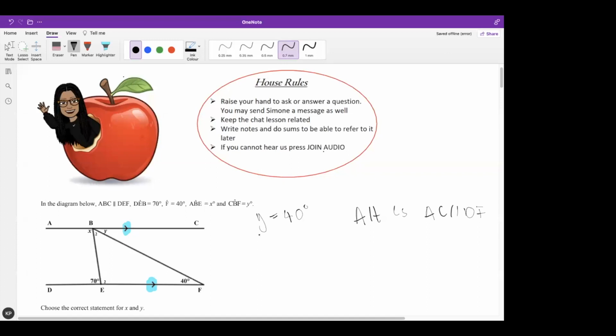Oh, nice. Okay, so X plus 70 degrees equals 180. And my reason is this is co-interior angles, right? And of course, we have to write our parallel lines. AC is parallel to DF. So therefore, X will be 180 minus 70, which is 110 degrees.